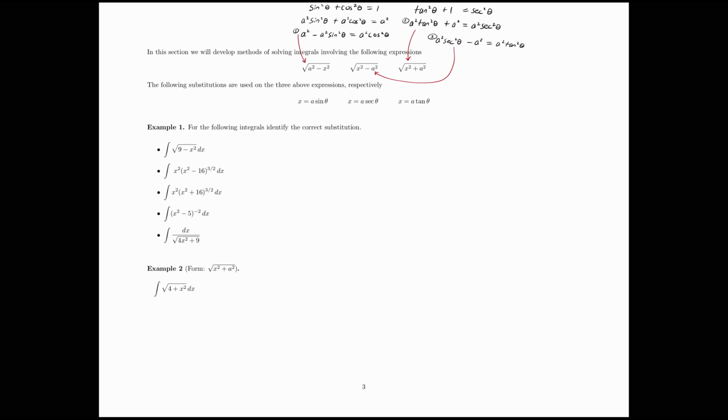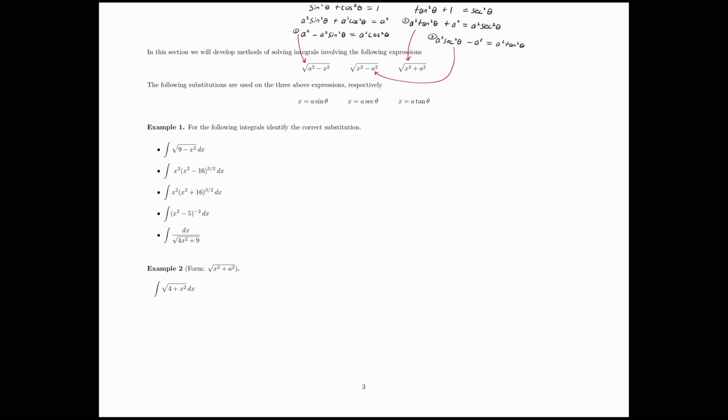So the reason why these forms are what they are is because we are algebraically exploiting the form of these identities, which have their form based on the Pythagorean theorem and the definition of sine, cosine, tangent, secant, and so on and so forth. Okay. So taking a look here at example 1, we just want to identify what the correct forms would be, what the correct substitution would be.